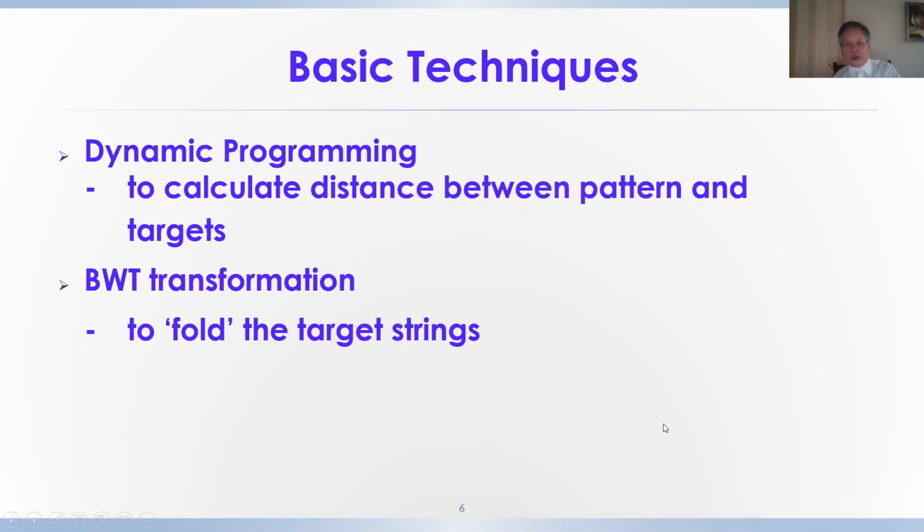We have designed an algorithm to solve the problem with two techniques being used. One is the dynamic programming paradigm, which is mainly used to calculate the distance between the pattern and the target. The second technique is the so-called BWT transformation, by which a long target string will be folded in some way. Then the search of the target string can be done very fast.